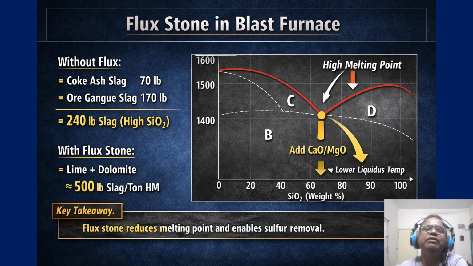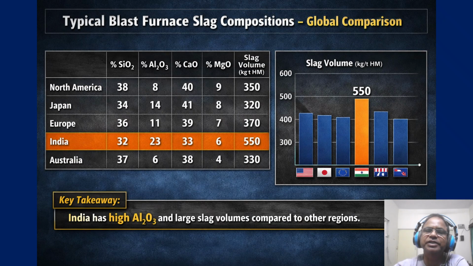So we add flux, lime and dolomite. That adds calcium and magnesium oxide. The flux pushes the slag composition to a lower melting zone on the phase diagram. With flux, we target around 500 pounds of slag per ton of hot metal, and it flows well and removes impurities. That's why we add flux. So a very important question has been taken care of.